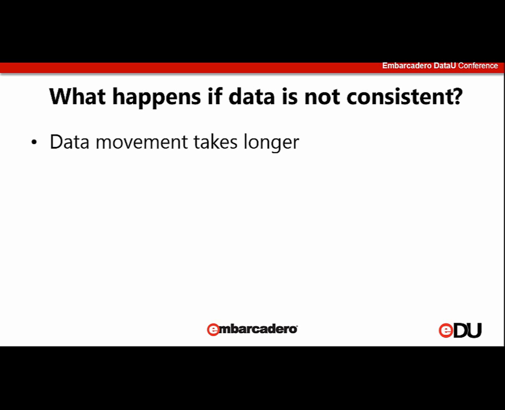So what happens if data is not consistent? Data movement takes longer. We need to have checks in place to make sure that the data will fit into the other system. If it doesn't, then we need to convert that data. And this incurs unnecessary overhead that could be avoided.